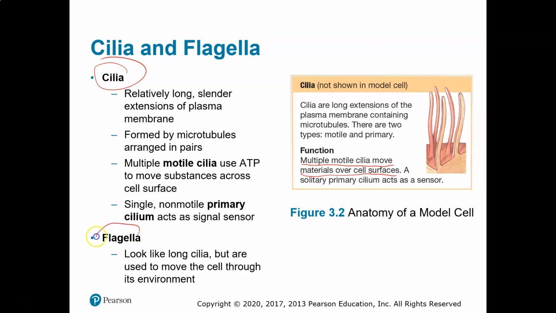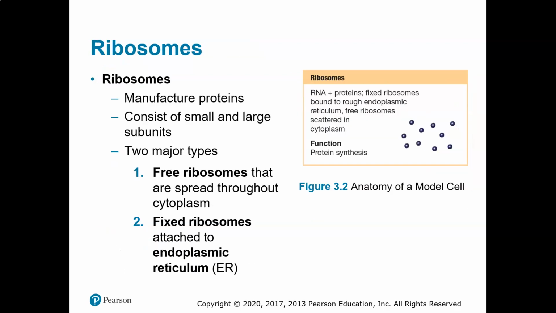And a flagella, speaking of sperm, the only cell in the human body that has a flagella is in males, and it is the sperm. It's a tail-like structure that functions in movement.